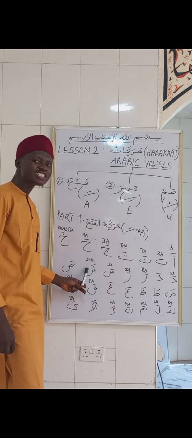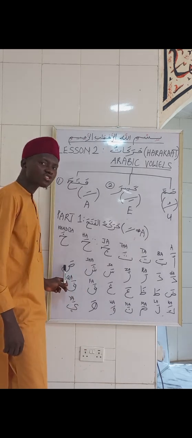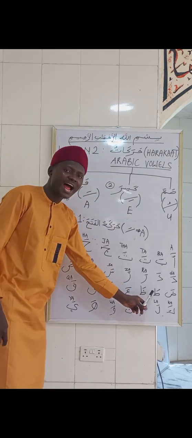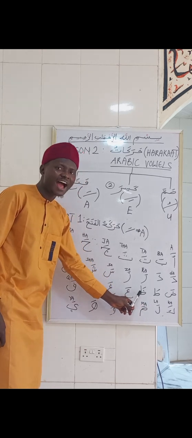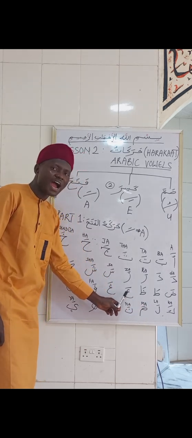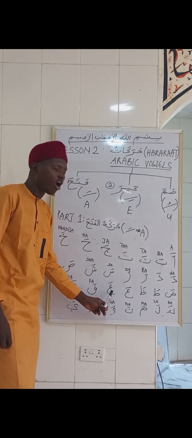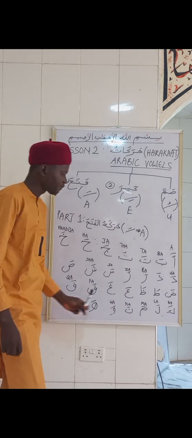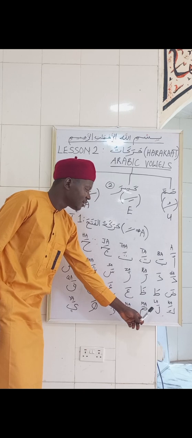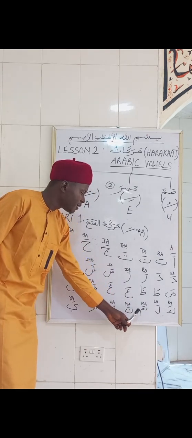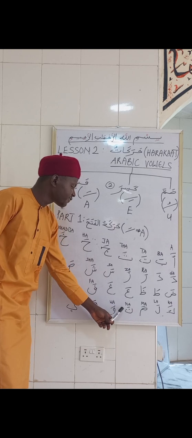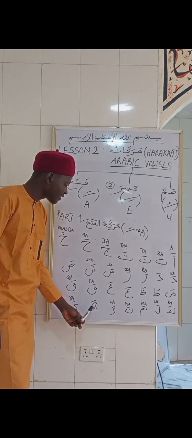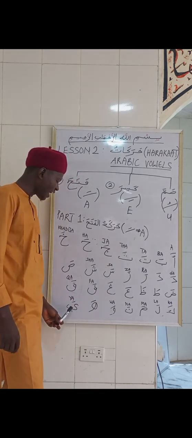Shin fatha, sha. Sad fatha, sa. Dad fatha, da. Ta fatha, ta. Za fatha, za. Ain fatha, a. Ghain fatha, gha. Fa fatha, fa. Qaf fatha, qa. Kaf fatha, ka. Lam fatha, la. Mim fatha, ma. Nun fatha, na. Waw fatha, wa. Ha fatha, ha. Ya fatha, ya.